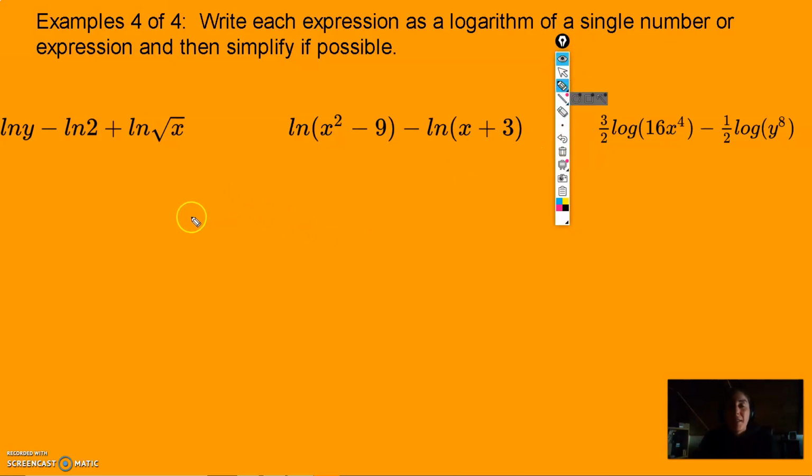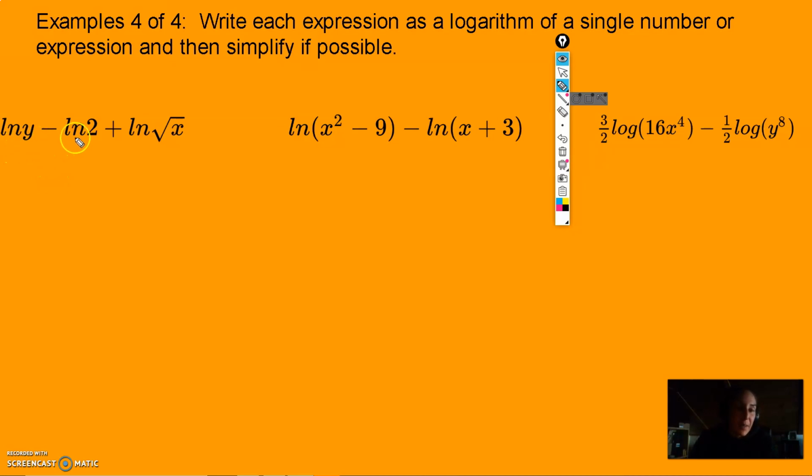Okay, in this last example, write each expression as a logarithm of a single number or expression. So these guys are expanded, and what we want to do is compress them. We want to put them all together. So we're going to go backwards from the way the rules are traditionally written. The rules are written to blow them up or expand them. We're going to now take them expanded and put them all back together. We're going to crush them.